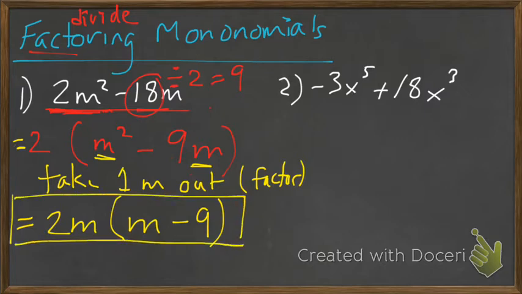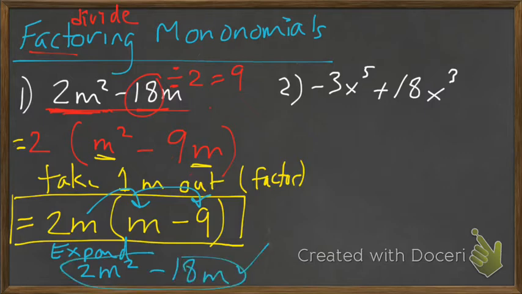Now if I wanted to check this, I could always expand. So if I expand 2m multiplied by m, I would get 2m squared. 2m multiplied by negative 9, I would get negative 18m. So this answer is the same as my original question. So that's correct.